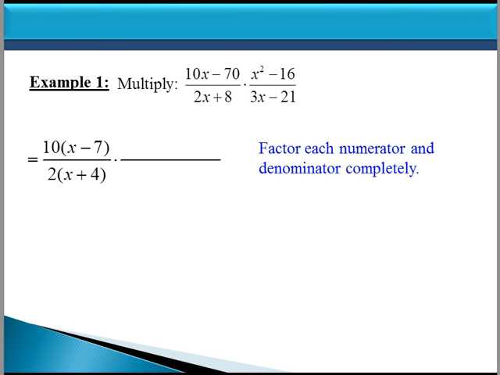Notice that there is no greatest common factor in that expression. However, notice that it's a difference of 2 perfect squares, so we can factor that as x plus 4 times x minus 4. Then the denominator of that rational expression, we look for a greatest common factor first, and there is a common factor of 3, so we will factor that out, and we'll be left with a factor of x minus 7. So now all of the numerators and denominators are factored completely.